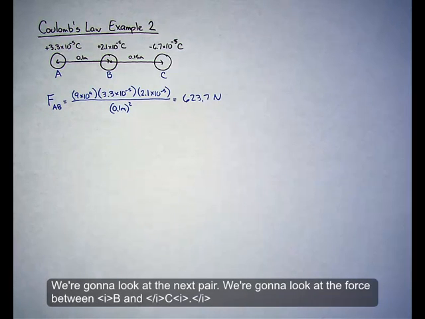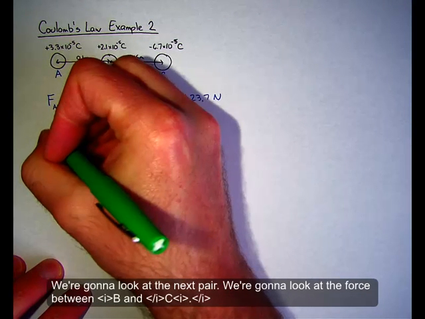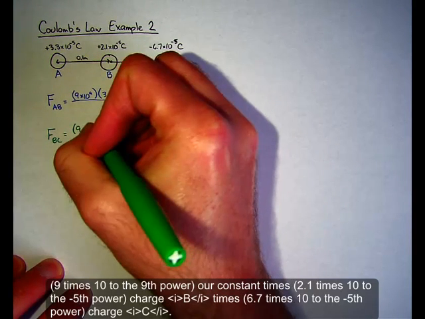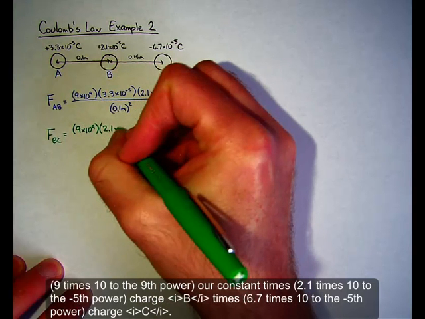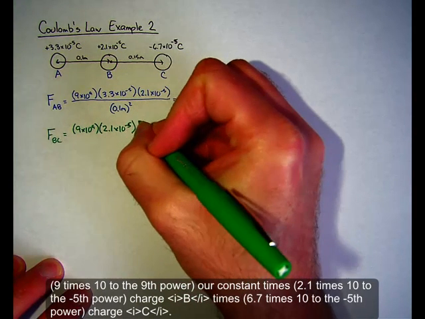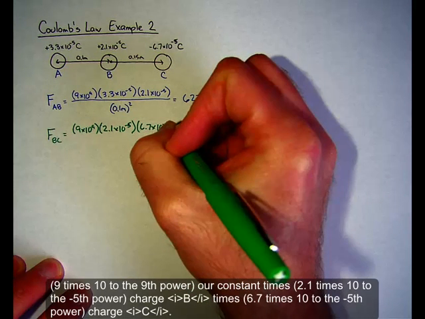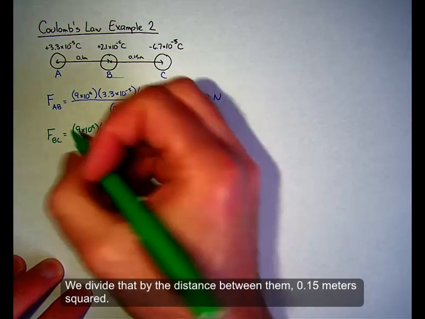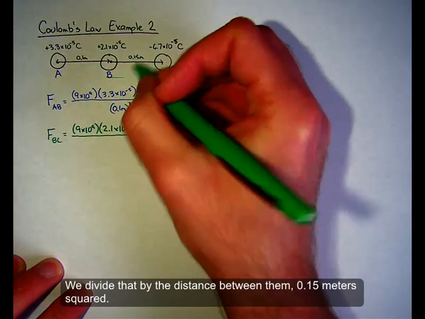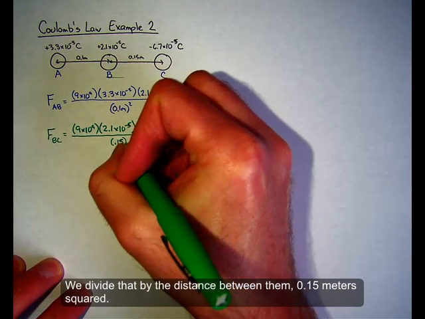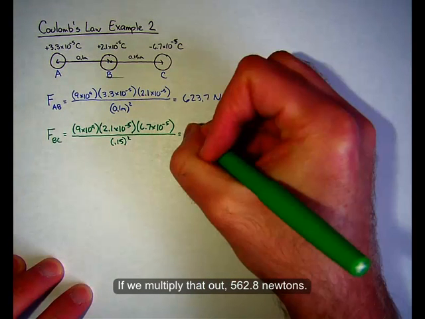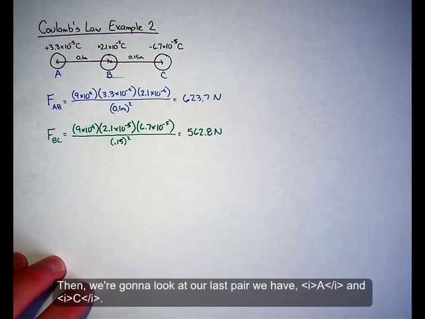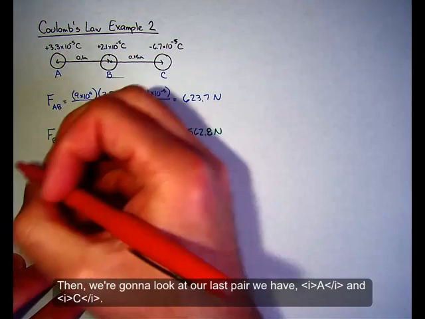We're going to look at the next pair then. So we're going to look at the force between B and C. It's a very similar calculation. So we have 9 times 10 to the 9th, that's our constant, times 2.1 times 10 to the negative fifth, times 6.7 times 10 to the negative fifth, so the charge on B, the charge on C, since we're looking at those pairs right there, B and C. And we divide that by the distance between the two of them, so that's 0.15 meters squared. And if we multiply that out, we get 562.8 newtons.